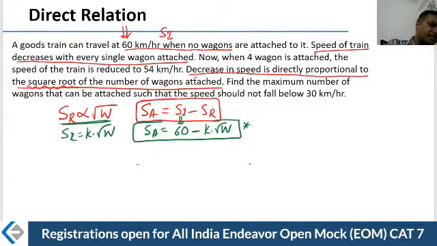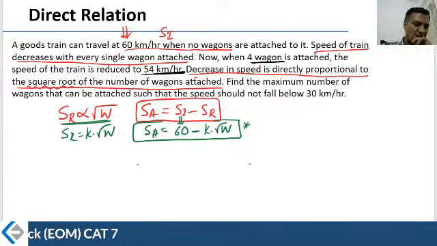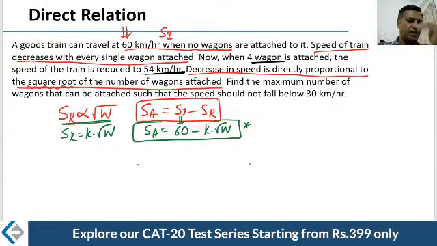What is the first case here, friends? Put the first case in perspective. When there are 4 wagons attached, the speed of the train is reduced to 54 kilometers per hour. Now it is traveling with a speed of 54 kilometers per hour. Great. Apply this here.